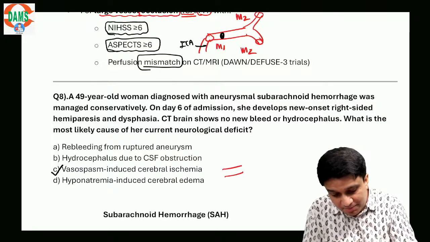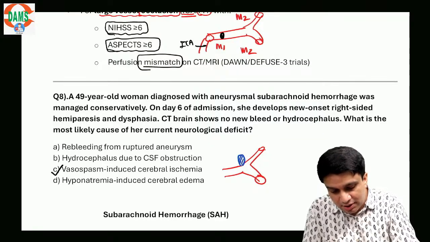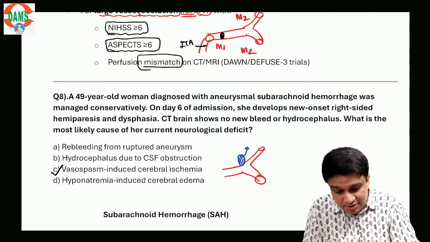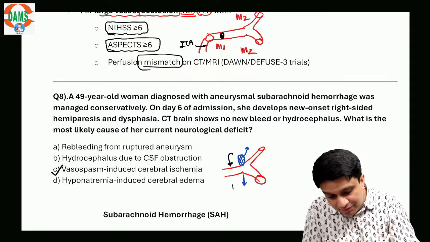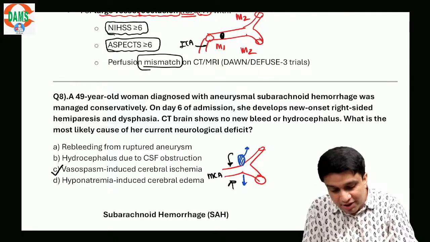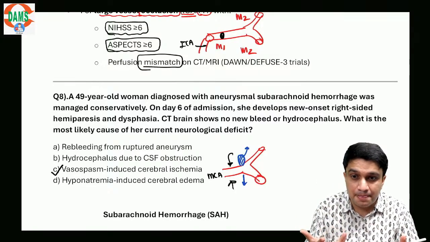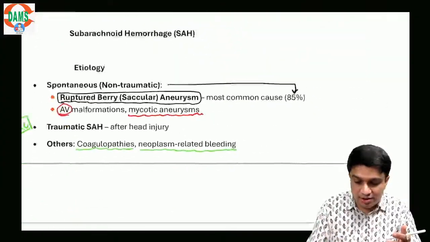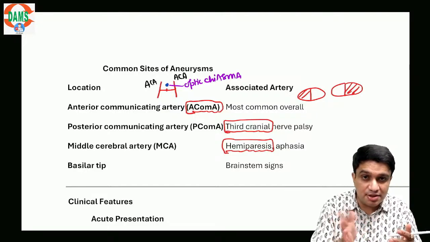If you have an MCA bifurcation aneurysm, the MCA bifurcates at the sylvian fissure. And if the blood collects in the sylvian fissure, it will come and compress the artery from outside. So looking at the deficit also, I can tell you where the problem is likely to be. So in this question and this case also, you found a delayed deficit, aphasia, hemiparesis, MCA.